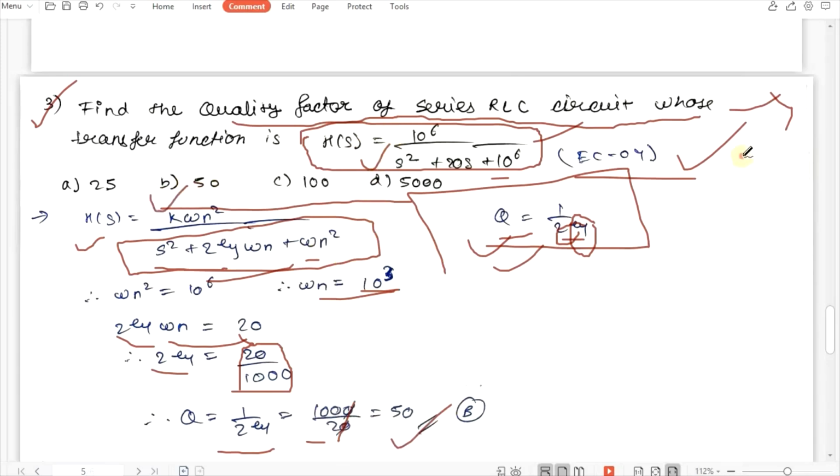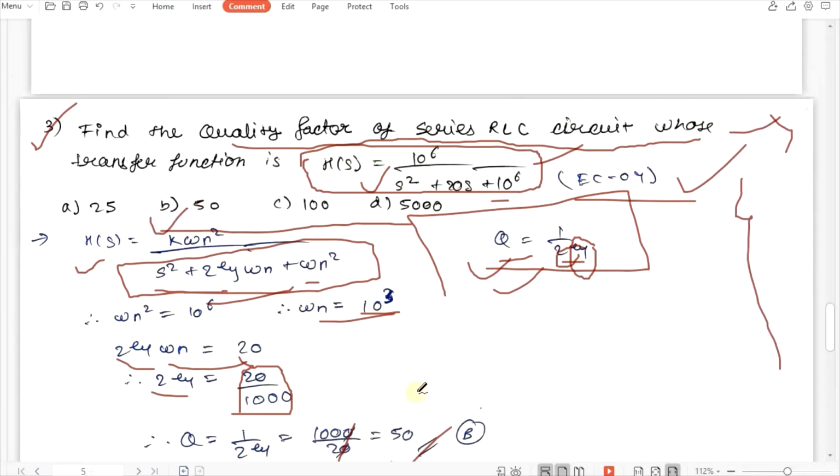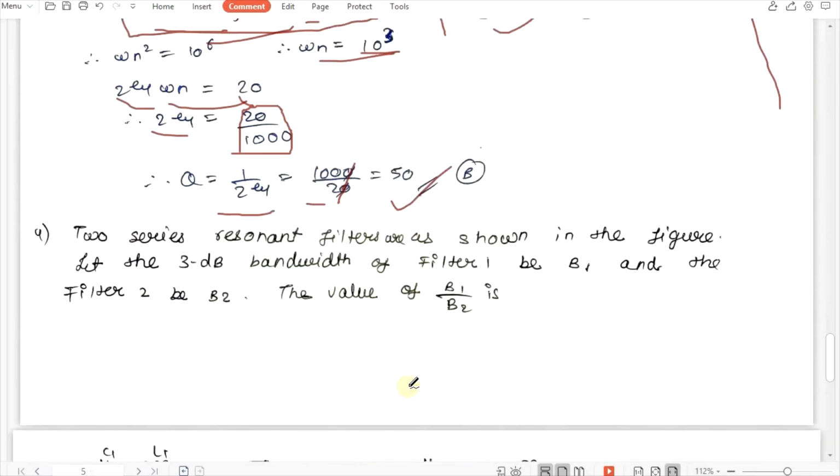So from this you can clearly see how easily you can solve this type of question if you follow these steps. These are very handy methods. You should use this method only if you get this type of question.